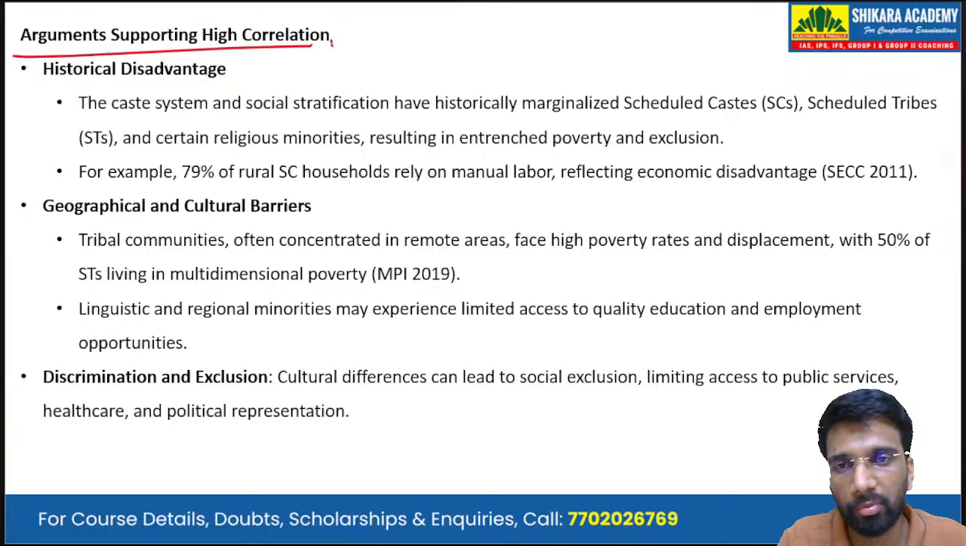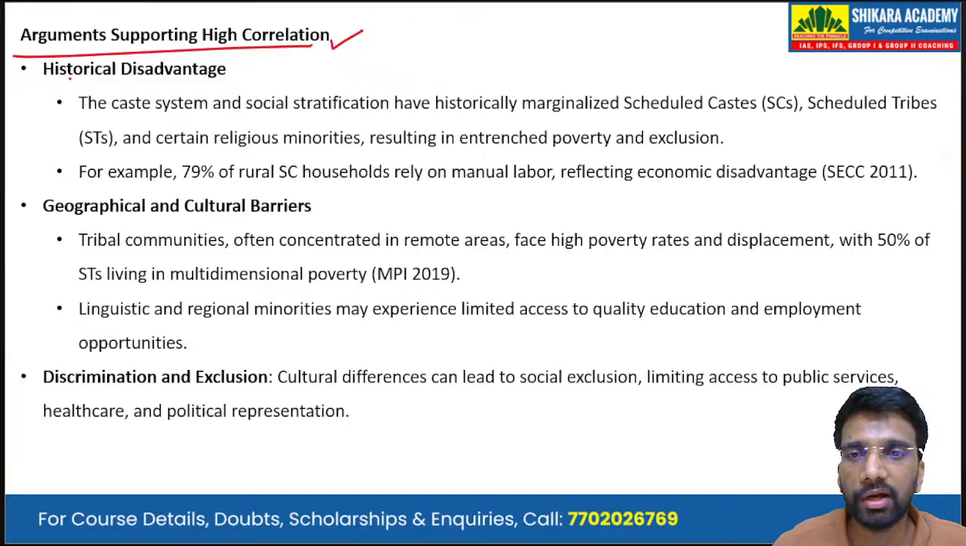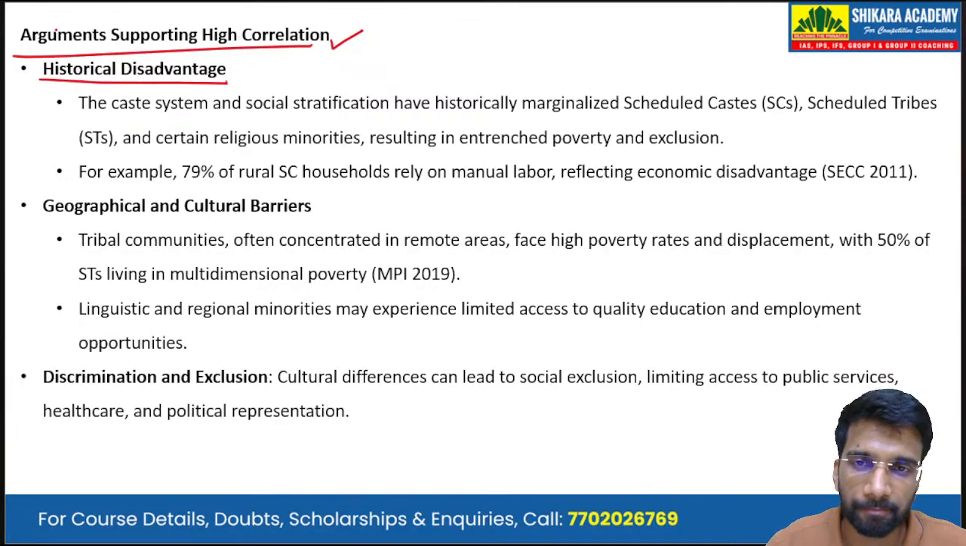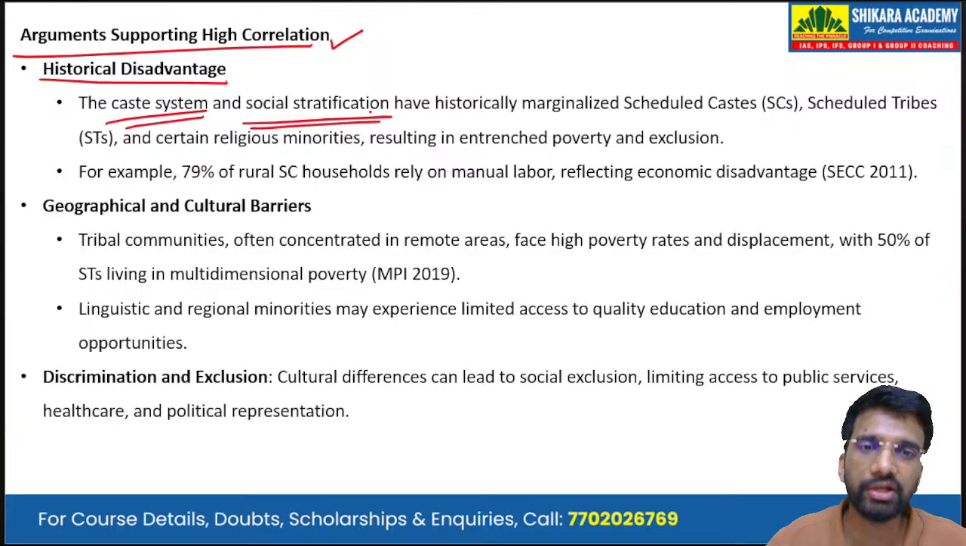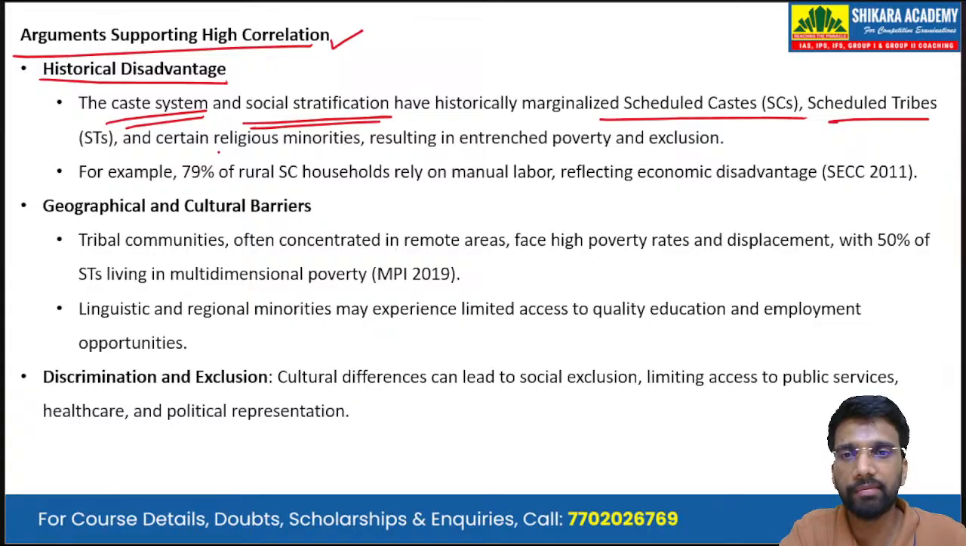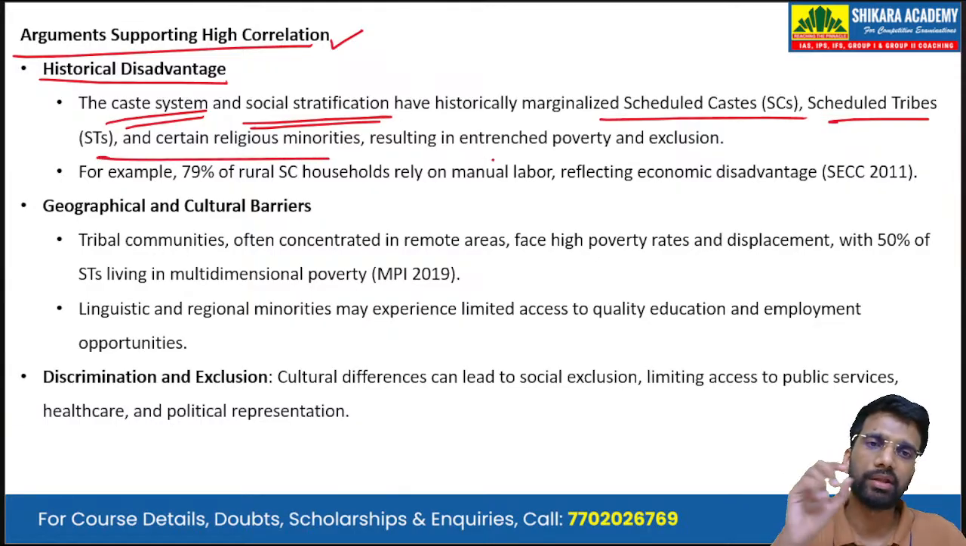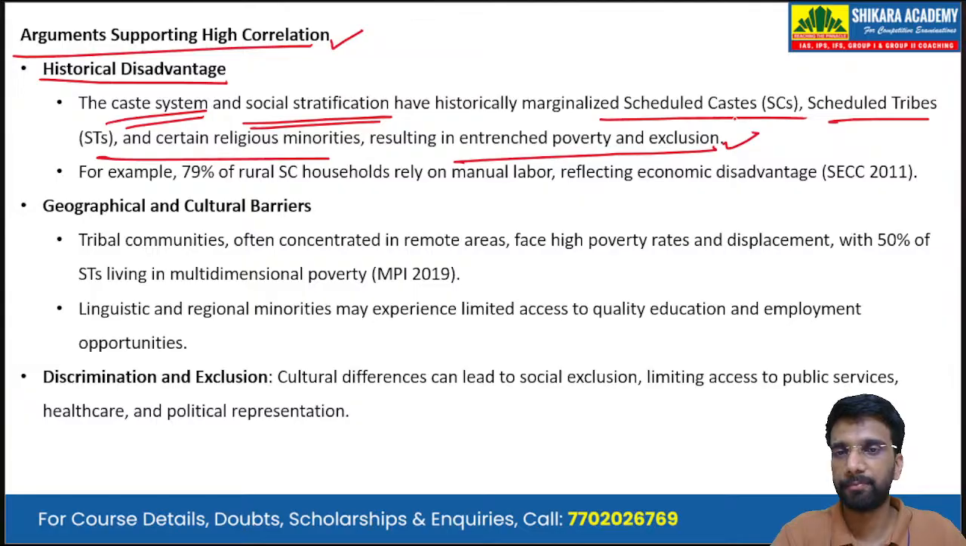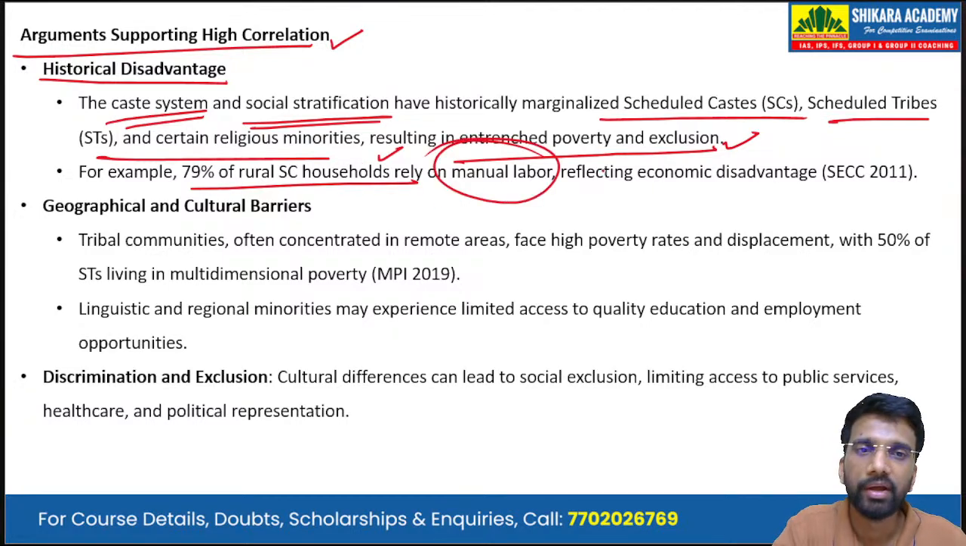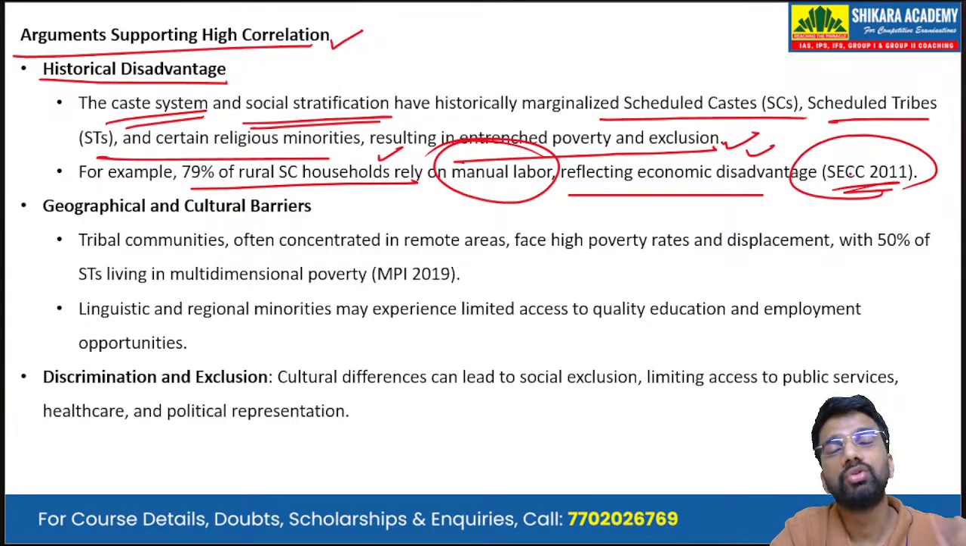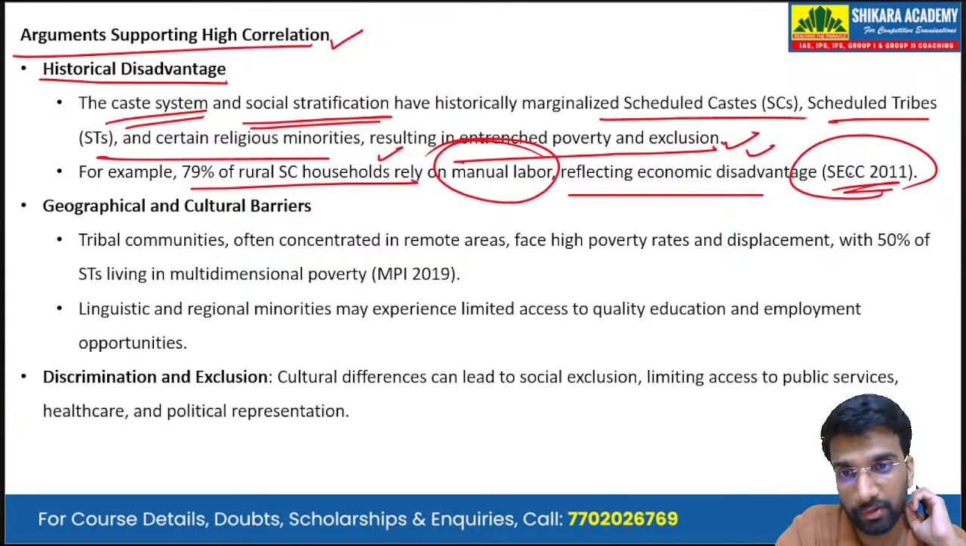Then in the body, we will be writing the arguments supporting high correlation. Firstly, the historical disadvantage. The caste system as well as the social stratification have historically marginalized scheduled castes, scheduled tribes, and certain religious minorities, resulting in entrenched poverty and exclusion. For example, 79% of rural SC households rely on manual labor. This reflects the socioeconomic disadvantage according to the Socio-Economic Caste Census of 2011.